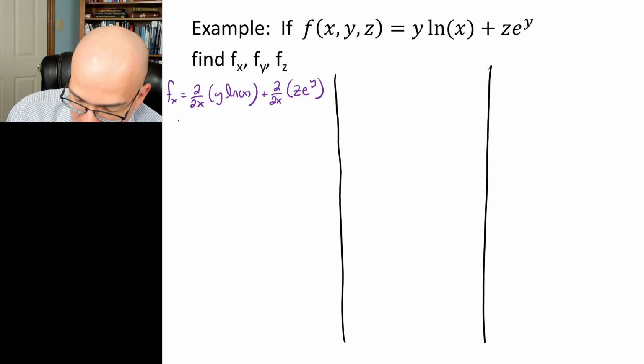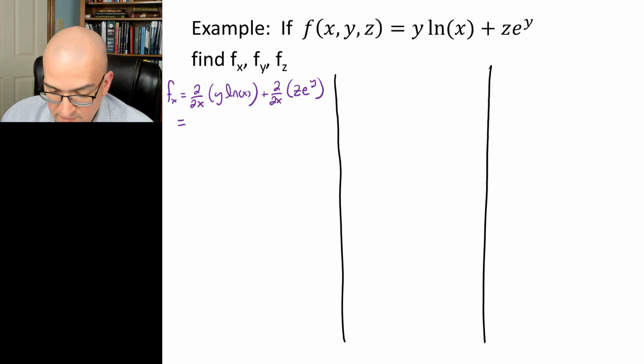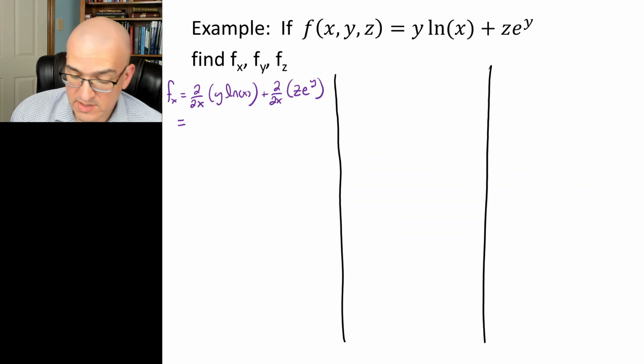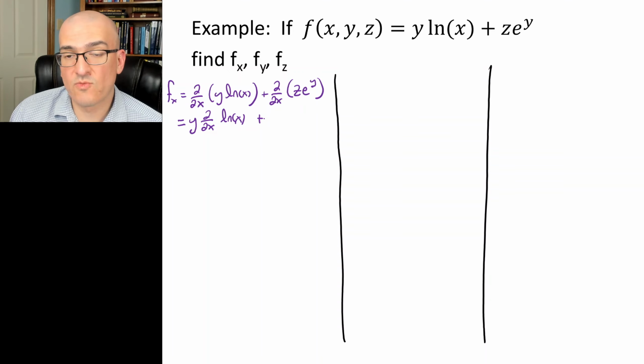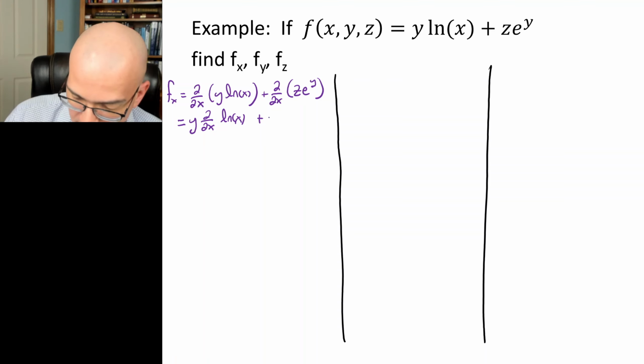And consciously think about that rule. For the first part, y is a constant, so I'm going to take it out front: y times the x derivative of ln of x. For the second part, z is a constant and y is a constant. If y is a constant, then so is e to the y. I can take that whole block of stuff and put it out front: z e to the y times the derivative with respect to x of 1.